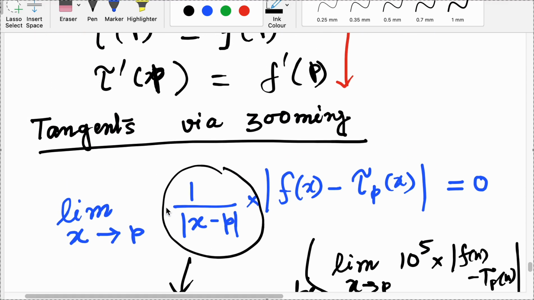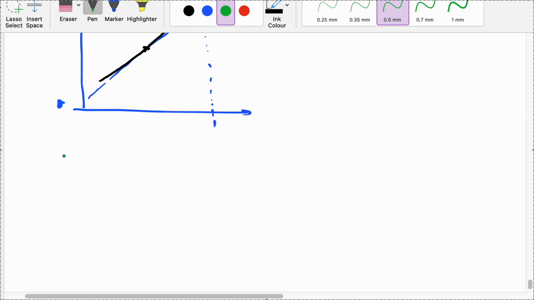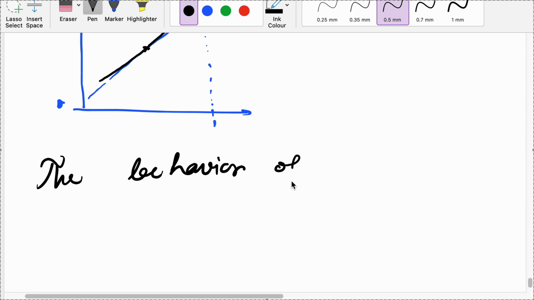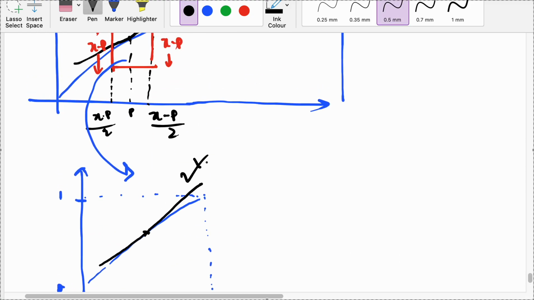And why are we interested? We are interested because by applying this lemma we can say something about the behavior of the system near the fixed point. If I can describe the behavior near the fixed point by approximating with this tangent, that is our actual motivation.